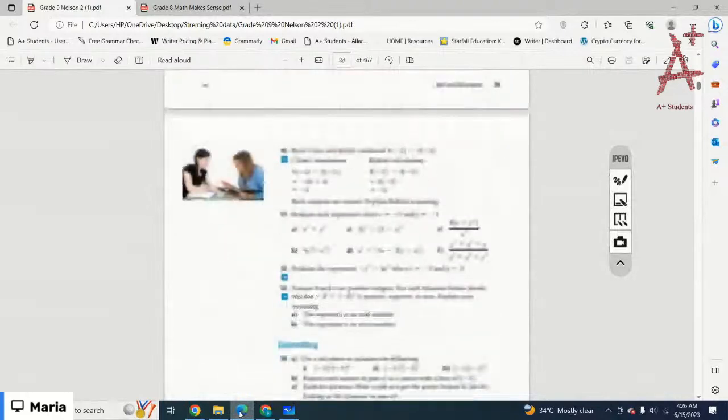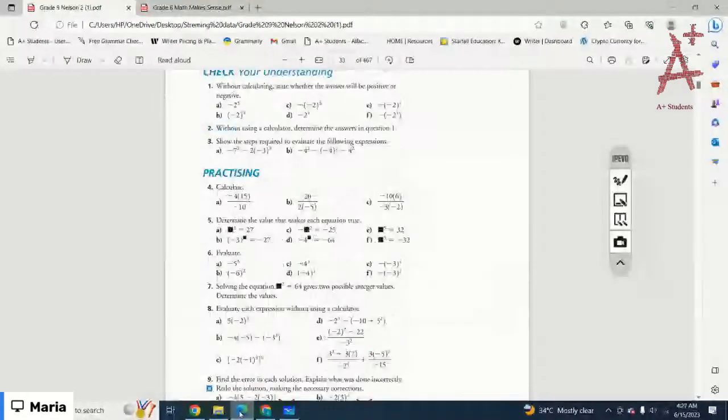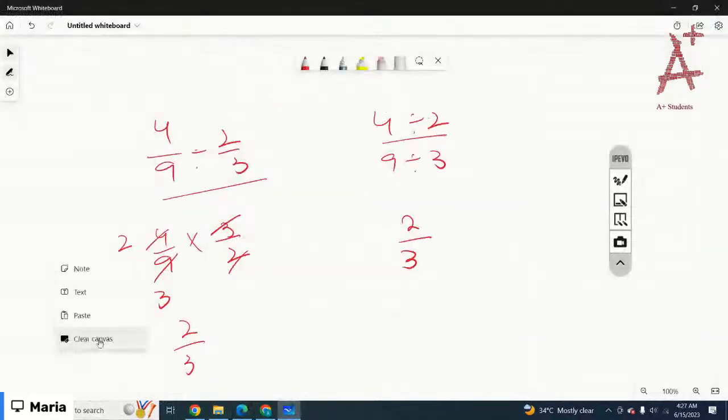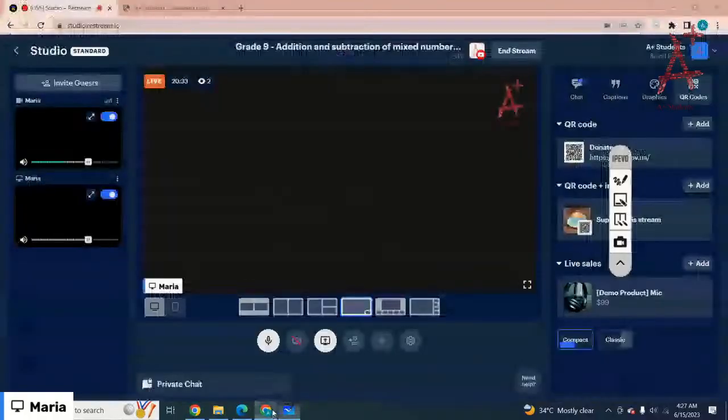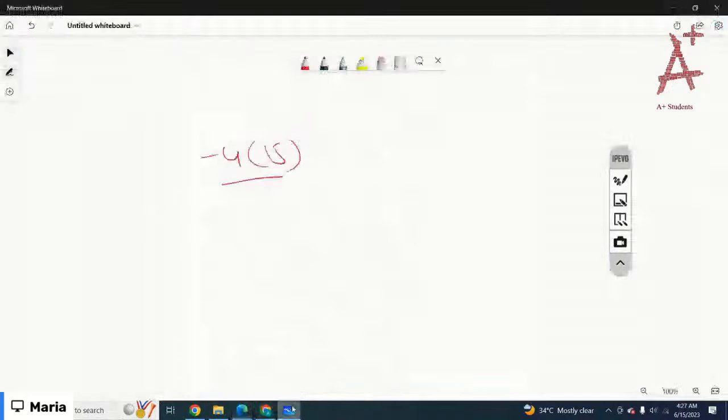Okay, just start with question number 4. Let's just calculate negative 4 times 15 divided by negative 10. Okay, first of all, you can cancel out the negative signs. Got it? Then just multiply and solve. 15 times 4 is 60 and 60 divided by 10 equals 6. Got it? So it would be 6.